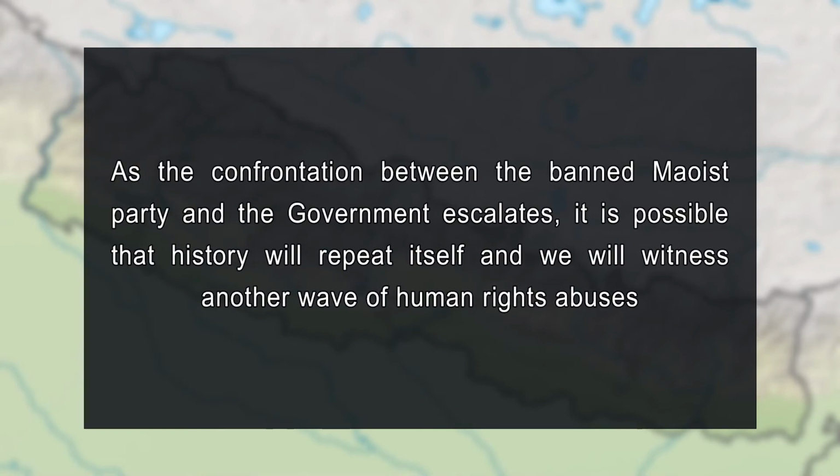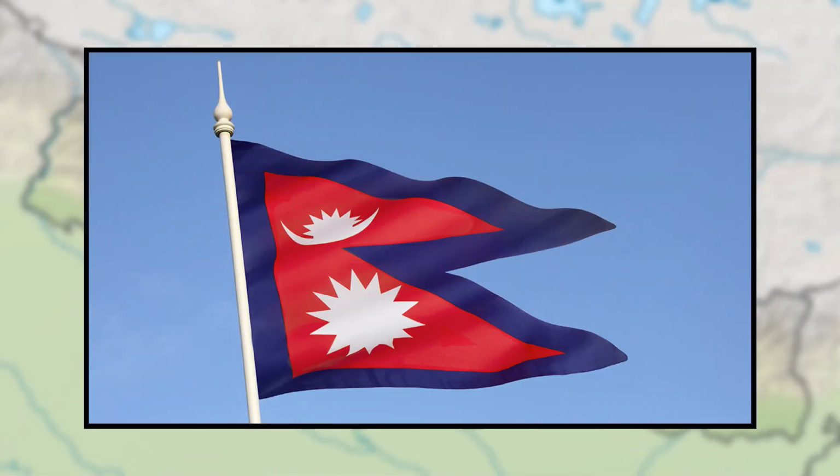A number of his supporters have already been arrested across the country since the ban was put in place, and the security forces have been accused of torturing the detainees. As the confrontation between the banned Maoist party and the government escalates, it is possible that history will repeat itself and we will witness another wave of human rights abuses. After 3 decades of chronic political instability, Nepal has just embarked upon a journey of peace, stability, and development. The rise of a new Maoist splinter group could jeopardize that.